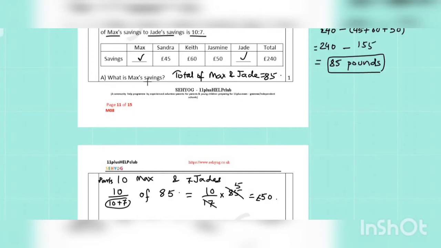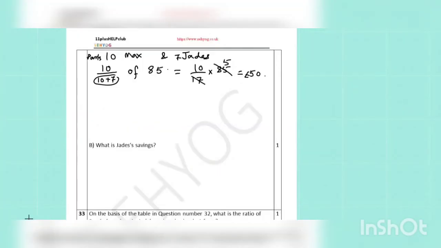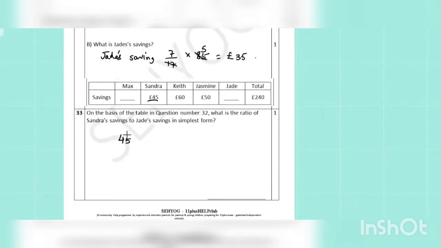And we can get Jade's savings by just subtracting 50 pounds from 85 pounds. So 85 minus 50 gives us 35 pounds. Alternatively, we can find it as a fraction: 7 parts is Jade's out of the 17 parts of the ratio, of 85. So by simplifying the fraction and multiplying, we get 35 pounds, which is Jade's savings.